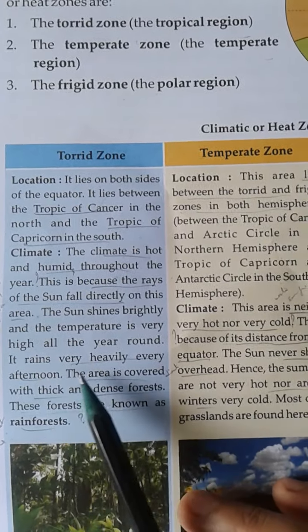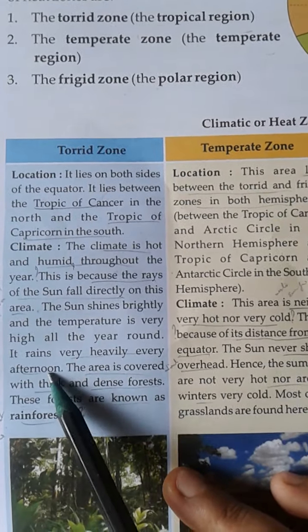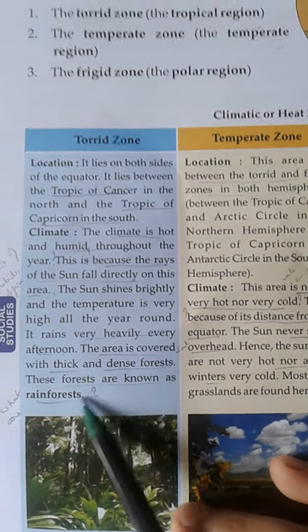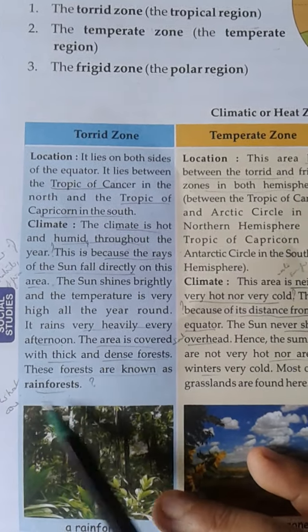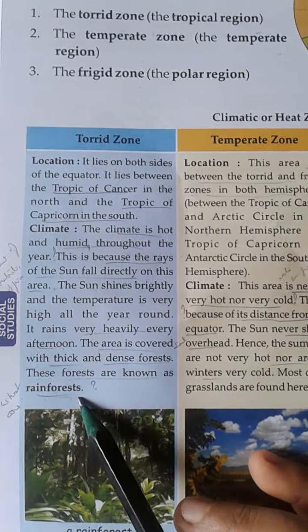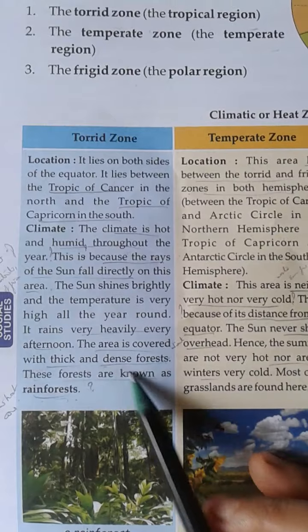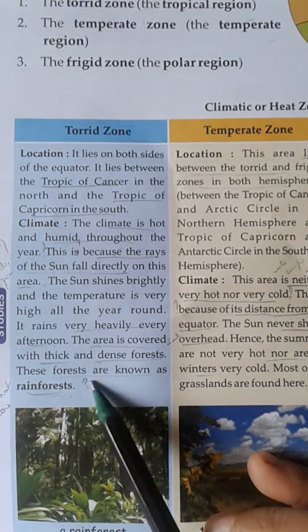They also receive heavy rainfall every year, every afternoon, and the area is covered with thick and dense forests. Here the question is, what are rainforests? The answer: the area covered with thick and dense forests. These forests are known as rainforests.